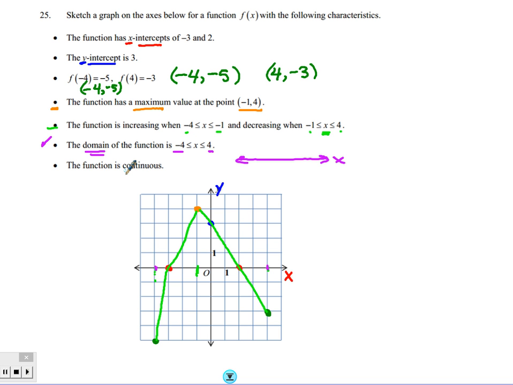The function is continuous. So I actually connected my dots before I even knew. Maybe it was supposed to just be discrete and have dots. But luckily, it was supposed to be continuous, and I was supposed to connect.